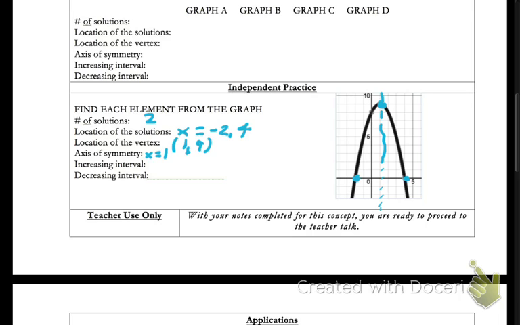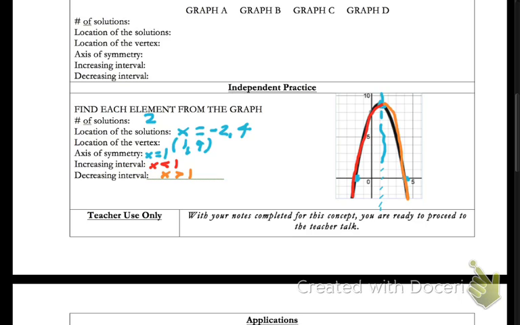The increasing interval is where the function is going up, and it's going up in this red region right here. So in that region, we're looking at increasing. It's going up when x is less than 1. And finally, the decreasing interval happens on the other side, when the y values are going down. So therefore we could write that as when x is greater than 1.